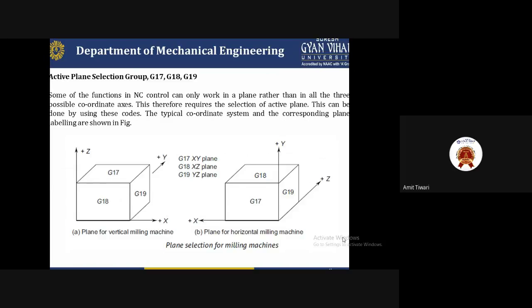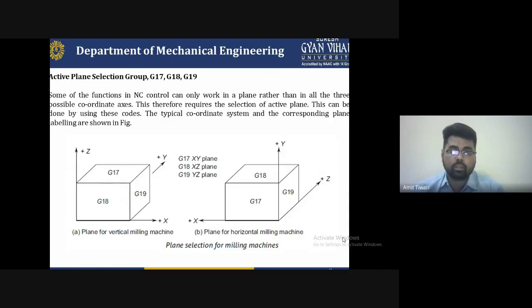The plane for the vertical milling machine uses the x-axis, y-axis, and z-axis. For the z-axis, G17 is put over here. G18 is for the x direction and G19 for the y direction. So if you are working in the XY plane, G17 is to be used. G18 is the code for the XZ plane, and G19 is used for the YZ plane. You can see this diagram, which is basically used for this.